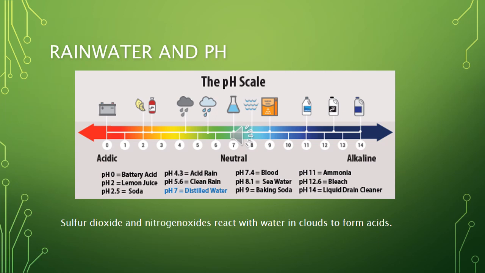So when we talk about acid rain, we have to talk about how acidic acid rain is. Normally distilled water has a pH of 7, but clean rainwater is slightly acidic, normally around 5.6. Acid rain can be lower, 4.3 or even lower. This happens because sulfur dioxide and nitrogen oxides react with water in the clouds to form sulfuric acid and other acids. And then when the rainwater falls down, these acid ions will still be in the rainwater, and it will fall down with a lower pH than we'd normally see from rainwater.